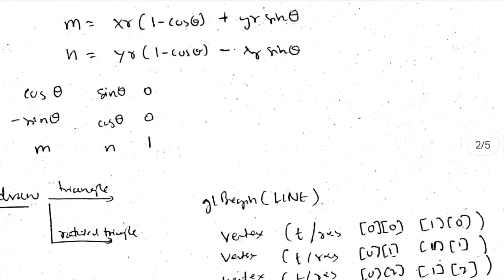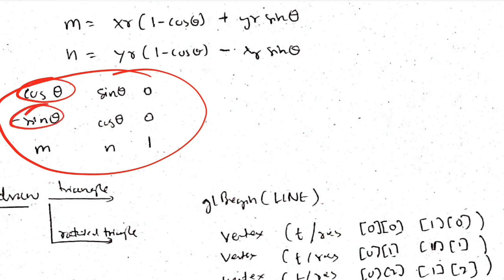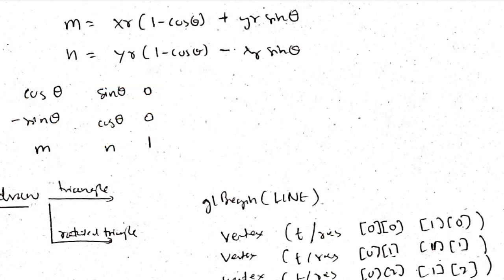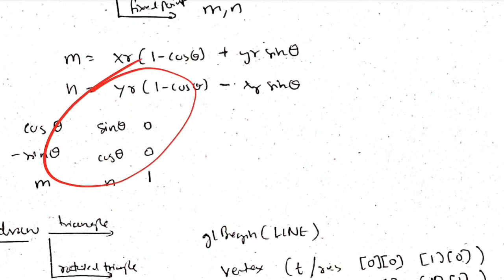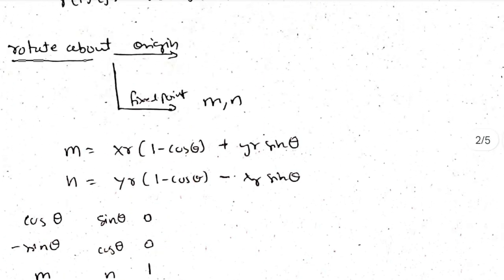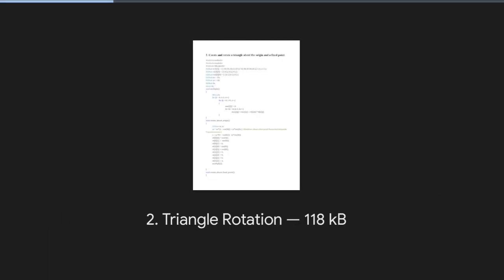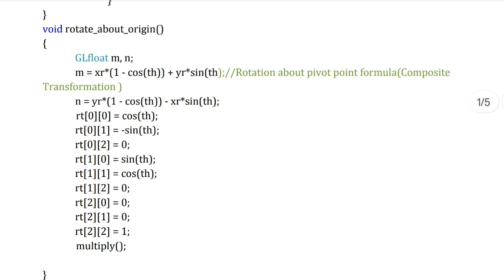After you've written that, just remember this one: cos theta, minus sin theta, m; sin theta, cos theta, n; 0, 0, 1. This is there in the theory part as well, right? This is the formula for the rotation of the points. So that's what you have to remember, these two things. After you have remembered these two things, the code is pretty simple. Both the codes you can memorize very easily, both the origin rotation as well as the fixed rotation.